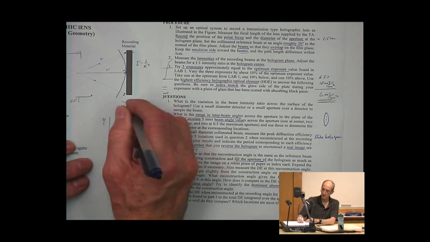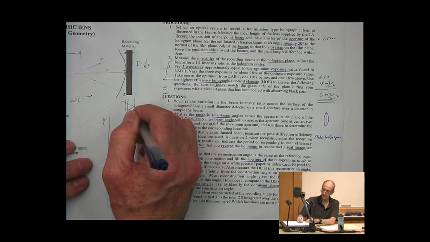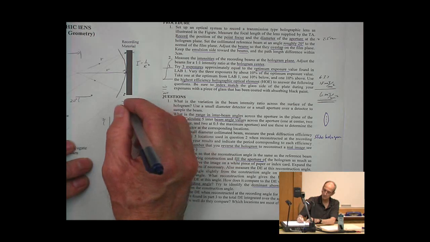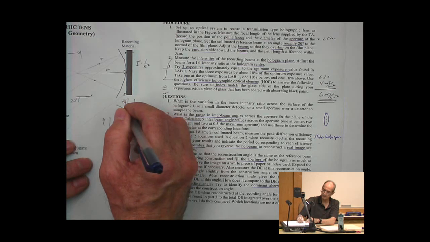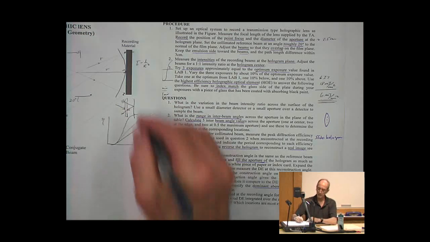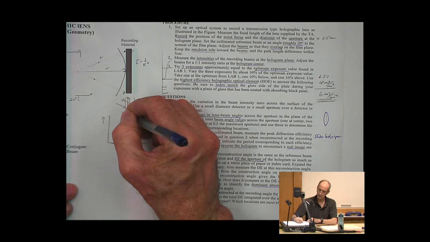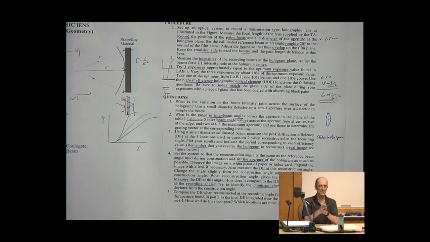a reflection hologram. So here's your film, right? Here's the glass. And you have a wave that's coming in this way and then a wave that's coming out that way. And so you have these counter-propagating beams. And so that's setting up fringes that are parallel to the surface, like we talked about for the reflection hologram.